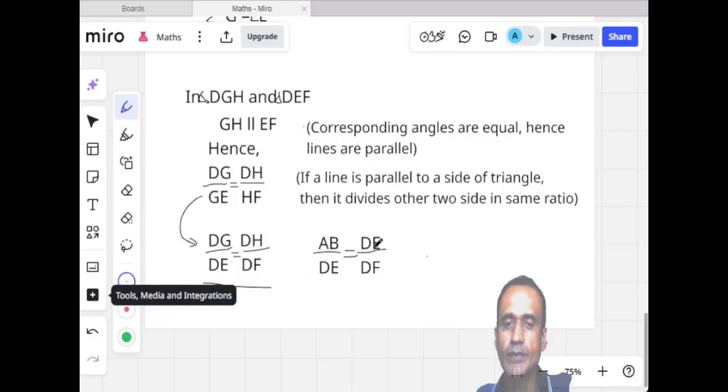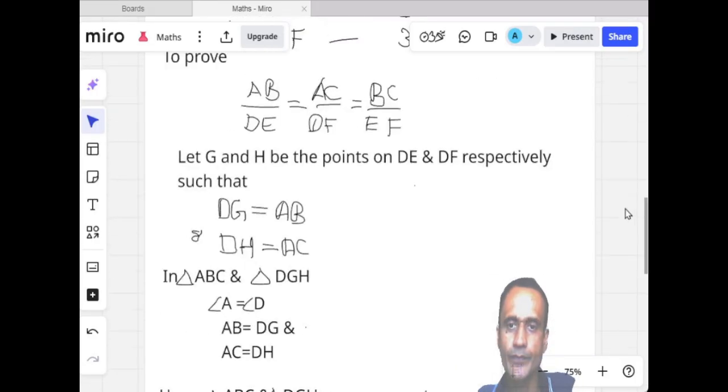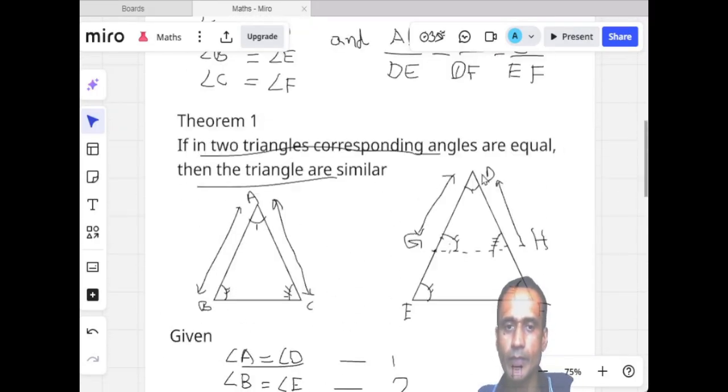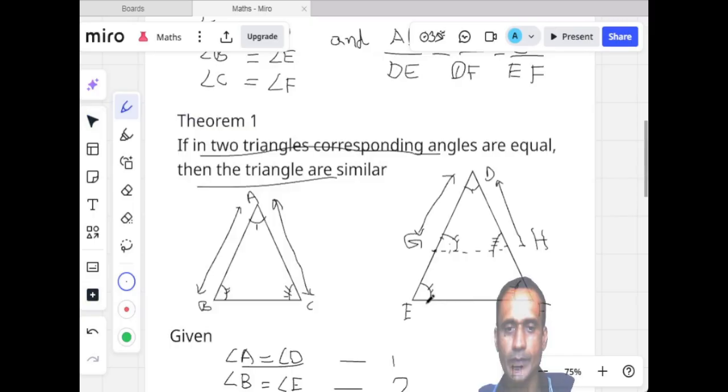So AB by DE is equal to AC by DF. So I corrected, AB by DE is equal to AC by DF. So these two corresponding sides are proportional. Similarly, if we do another construction on this side, EF and DH, the same way as we have done on DE and DF, we can prove that BC by EF is equal to AC by DF.